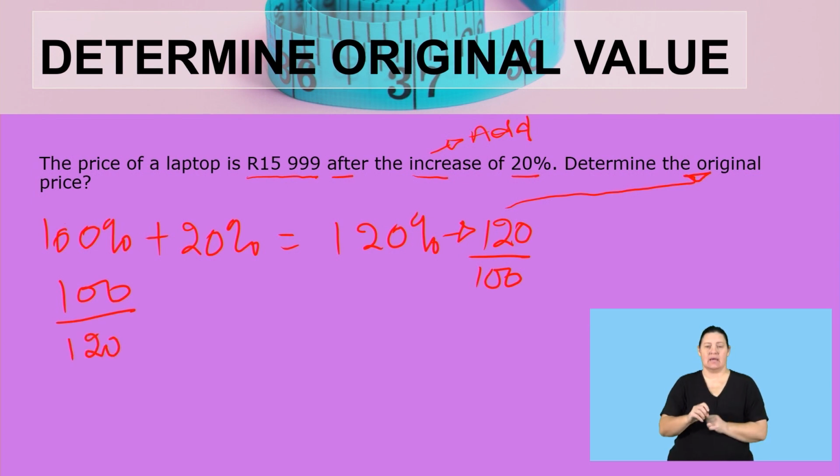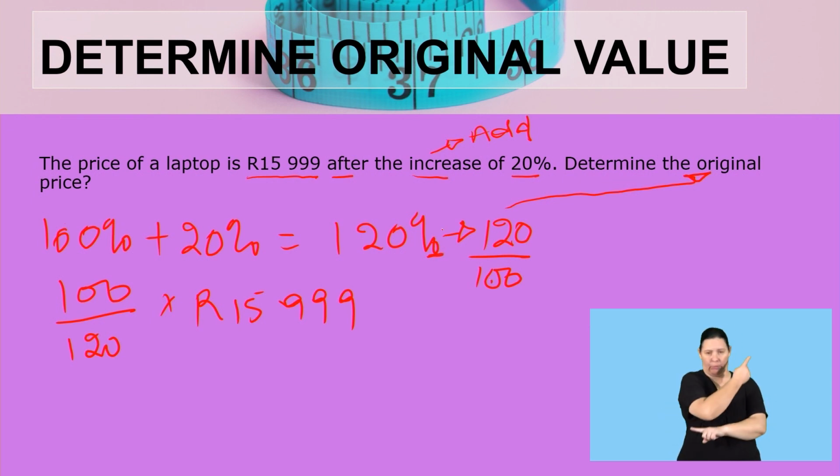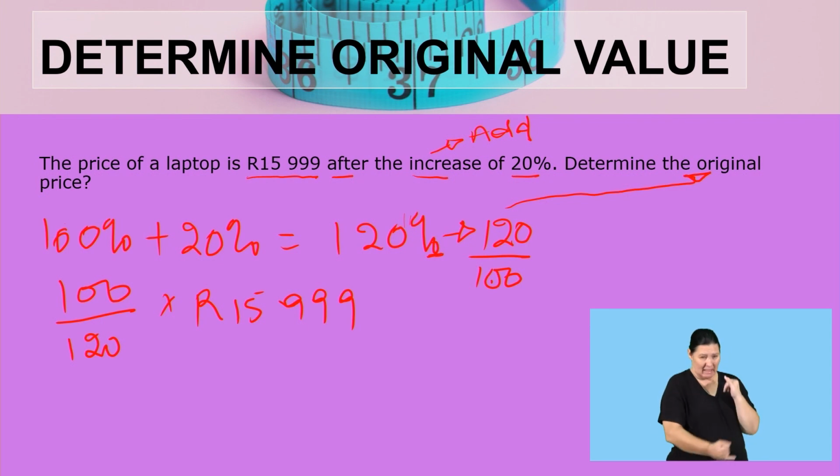This is multiplied by the 15,999. And remember, now not to write your percentage signs here because this is 120%. If it is a percentage and you express it as a fraction, we eliminate the percentage sign. One common error that you are commonly making is to put the percentage sign here as well. So remember not to write that percentage sign. We are having 100 divided by 120.